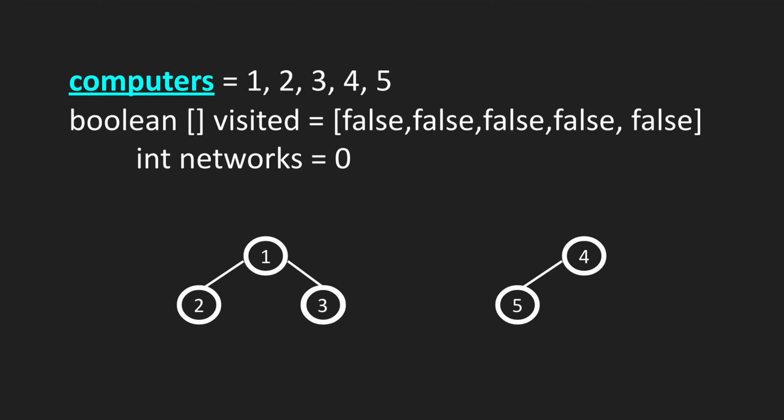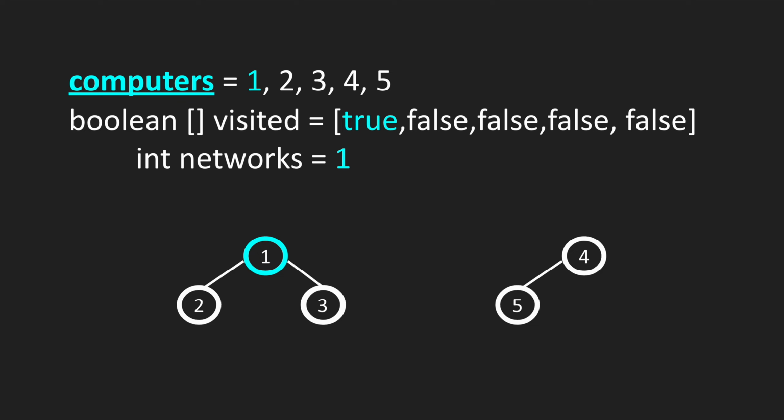So for example, in this case, let's start with 1. We haven't visited it, so the value is false, so we are setting that to true, and we are also incrementing the number of networks, because this is our first network, right? We haven't visited that computer, so this is the first network that we have. And the next step is we are depth first searching for all computers within that network, so within the network 1.